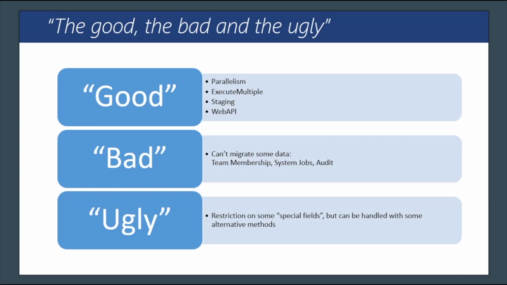If I had to map the migration to Dynamics 365 to the good, the bad, and the ugly, definitely good, and we've mentioned that already, is the usage of parallelism, so multiple threads, execute multiple, the batching that I mentioned before, and the staging area, where you're consolidating all that data from the multiple sources, doing cleansing, transforming data, enriching data, just before you actually move it to Dynamics 365.